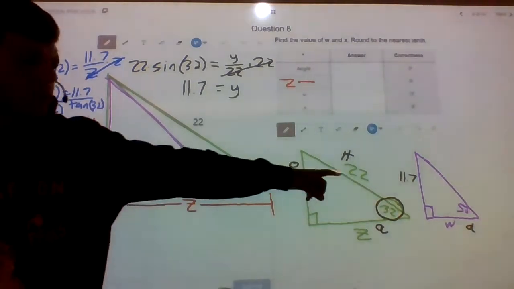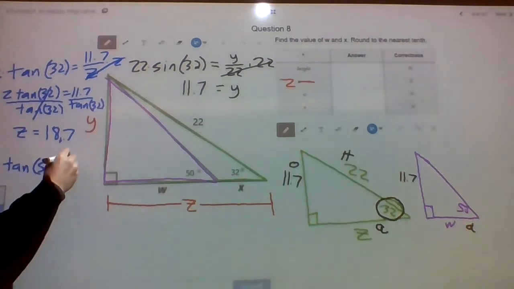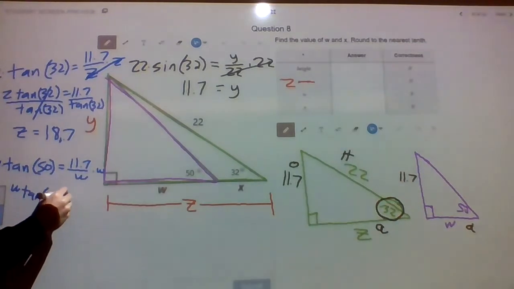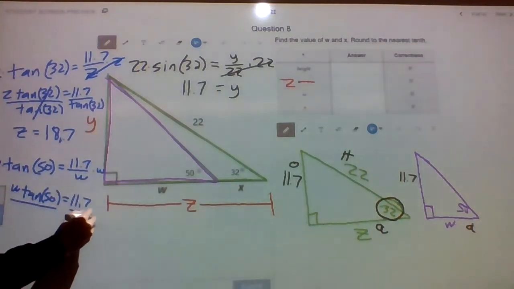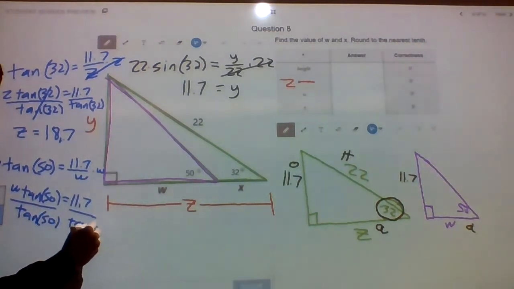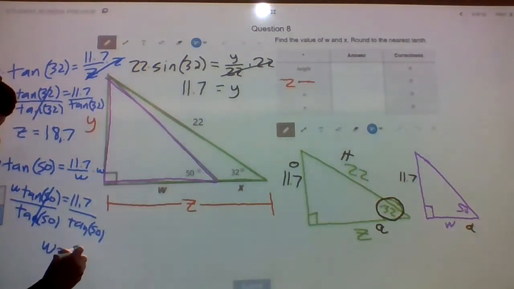The next one: tangent of 50 equals 11.7 over w. We multiply w on both sides, and we get w times tangent 50 equals 11.7. Then we divide both sides by tangent of 50, and we end up with w equals 11.7 divided by tangent of 50, which should be 8.9 if I remember correctly.